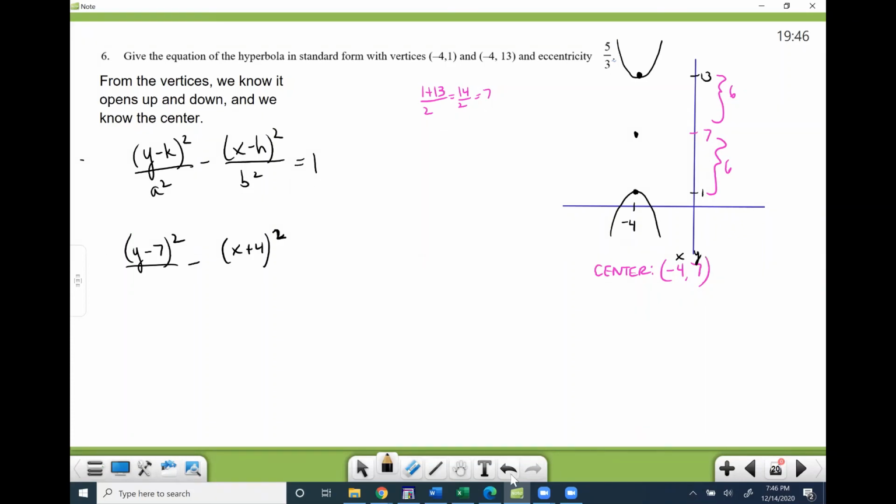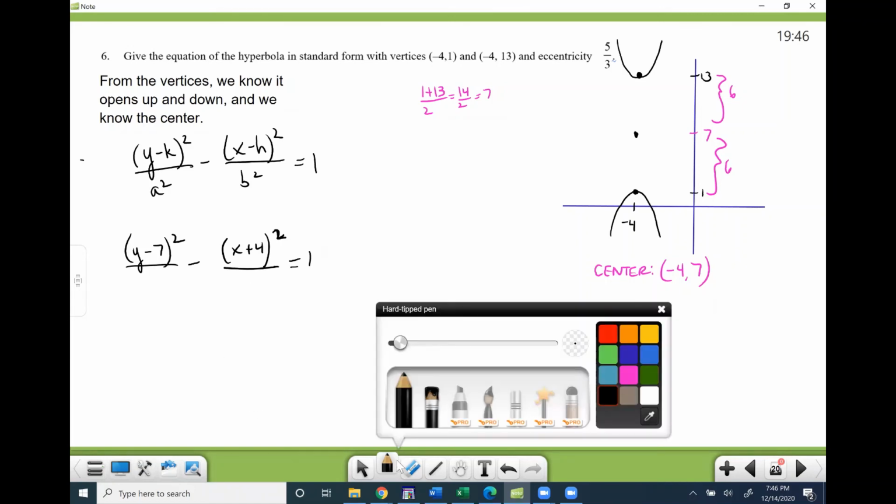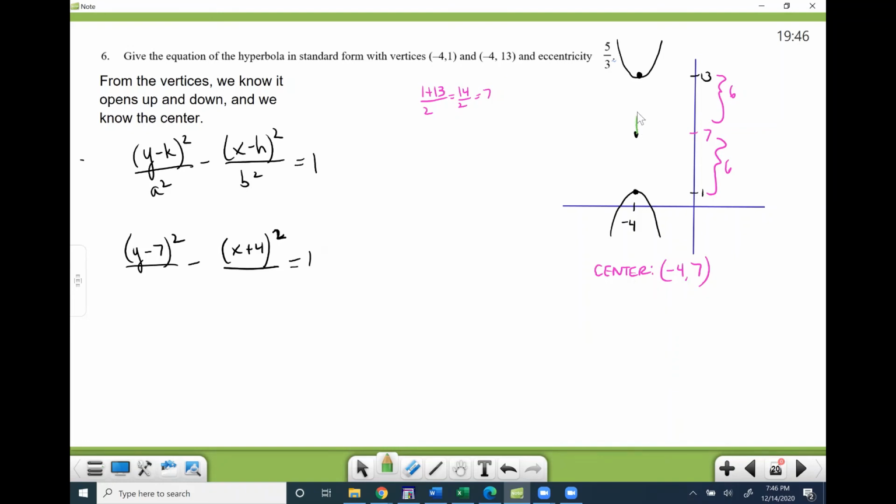Okay. Now that we know where the center is, I claim we know A. A is the distance from the center to a vertex. That is A, right? That's 6. We know A equals 6, so we're just going to go ahead and put a 36 here. And now I have no idea. Let's see. I don't think we can get anything else from the picture. Okay, so we got nothing else from the picture.